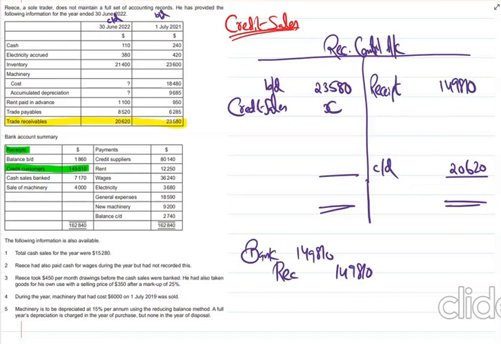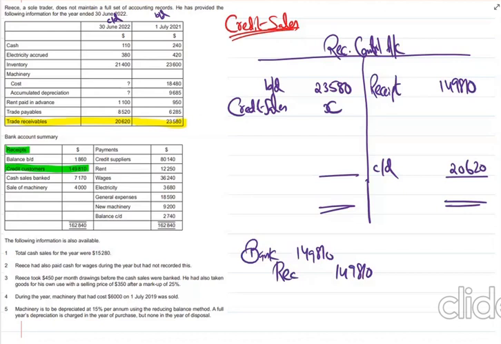You read all the 5 points. There is no contra entry. There is no discount. There is no sale return. There is no bad debts written off. There is no dishonored checks. There is no interest charge. Nothing. Khalas. So this is a very easy one.